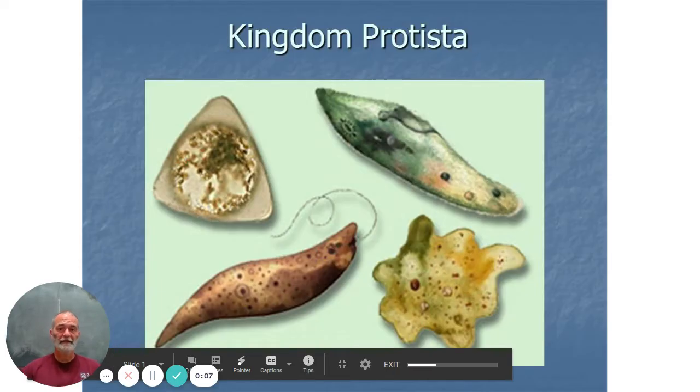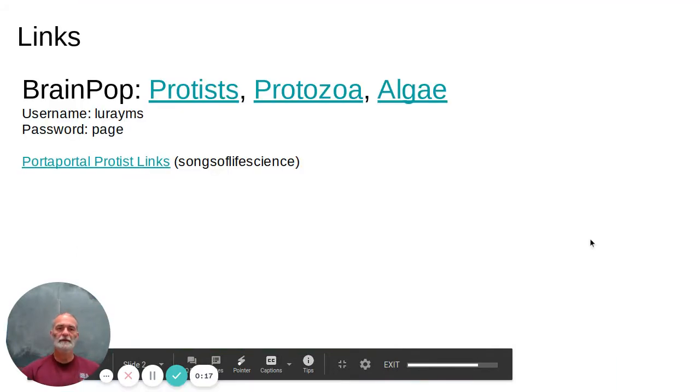This time we're talking about Kingdom Protista. Kingdom Protista is made up of a group of creatures called protists. So let's go ahead and get into this and see what we can find.